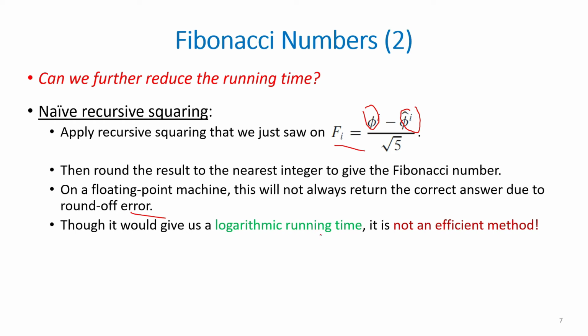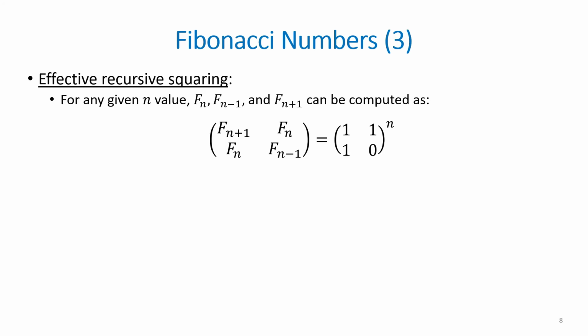It is logarithmic in terms of running time, which is great, but it is not an efficient approach. So what next? An effective recursive squaring method is to calculate not only f of i, but also f of i plus 1 and f of i minus 1, given in this theorem. This theorem states that you can calculate f of n for any n by taking the nth power of this matrix. And since we are taking the power, we have already seen powering a number, so we can divide this into half and we would get a running time of log n.